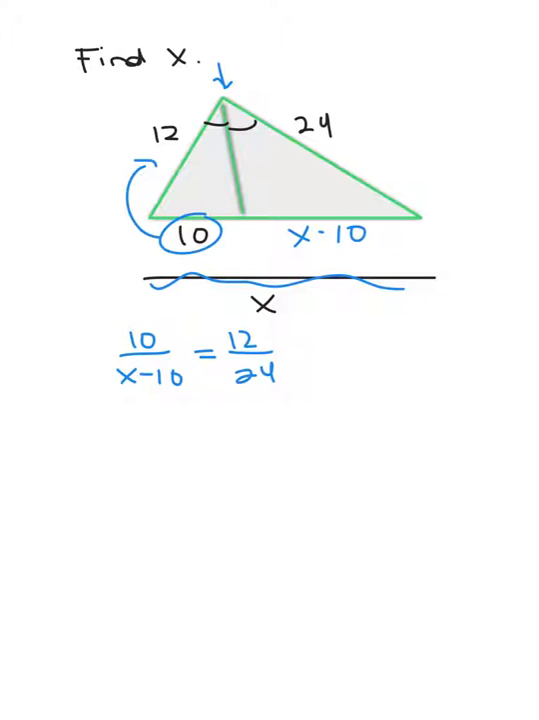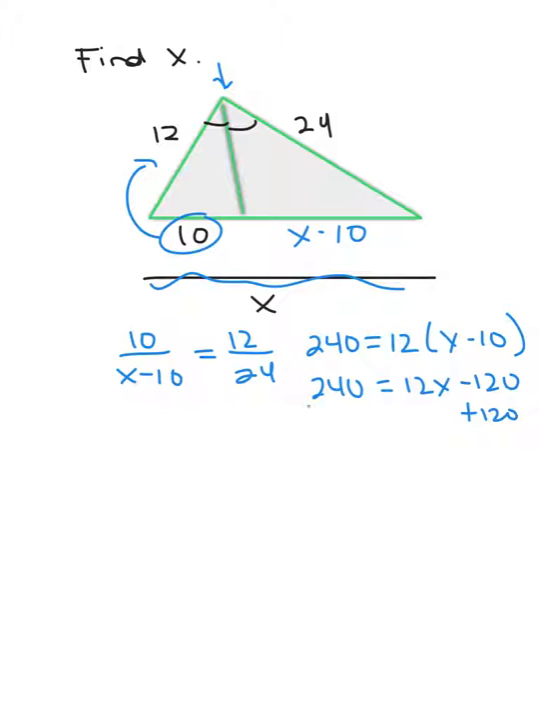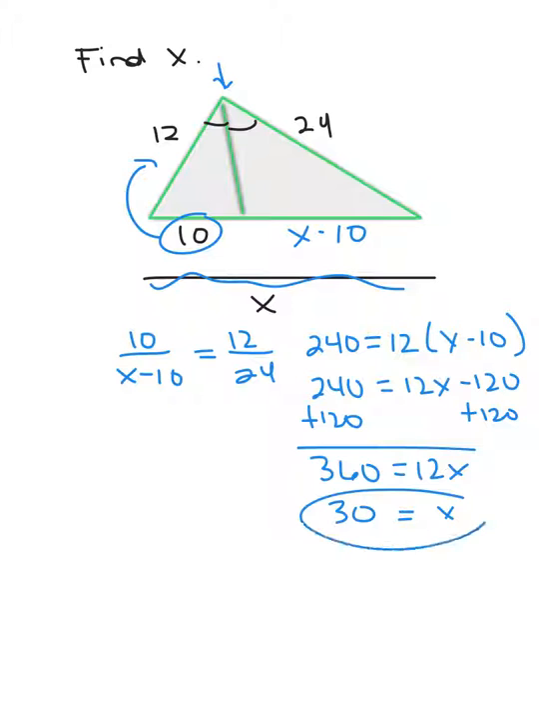So when I cross multiply, I get 24 times 10, which is 240, is equal to 12 times the quantity of x minus 10. So it gives me 240 is equal to 12x minus 120. Add the 120 to both sides, and I have 360 is equal to 12x. So x is going to equal 30. So that's my value for x. x is equal to 30.